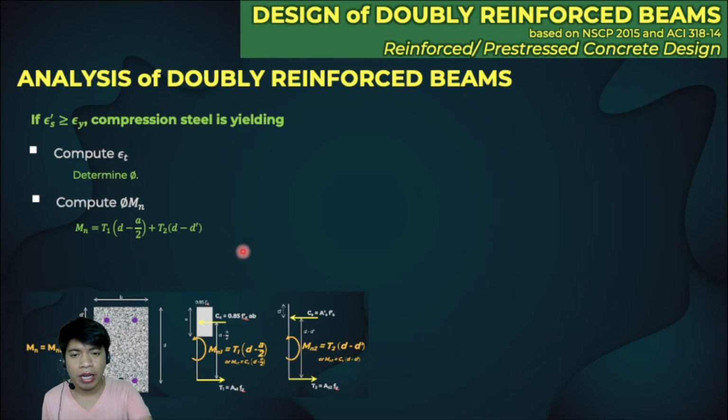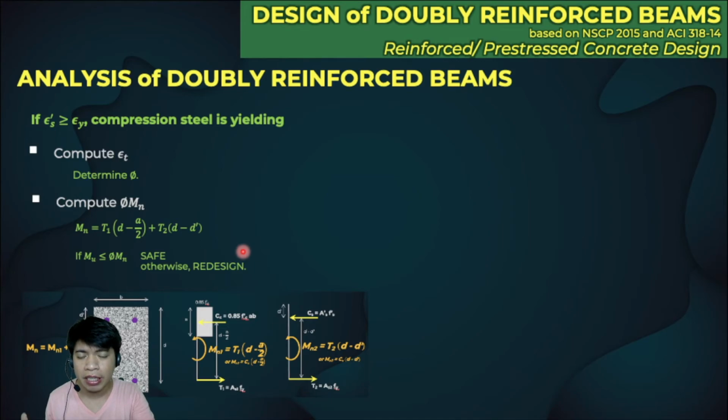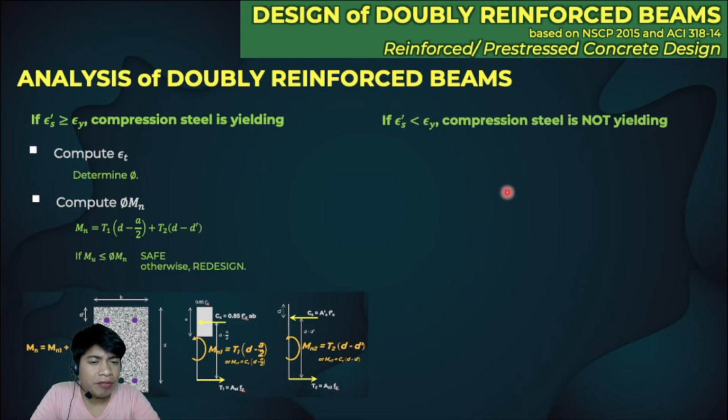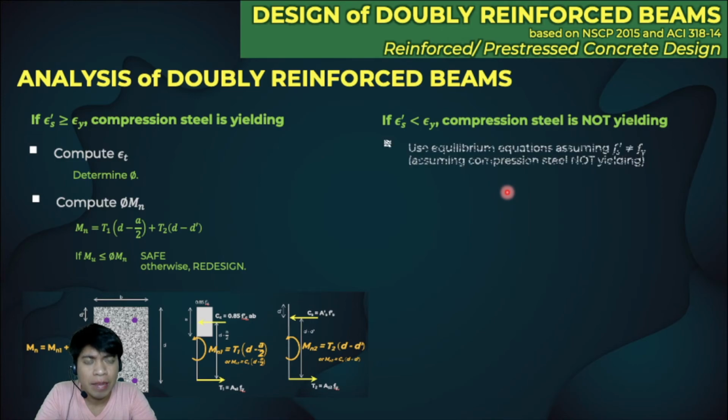Okay, ngayon guys, after natin ma-compute yung phi Mn, pwede na natin siya ma-compare sa ating na-compute na M sub u kanina. Again guys, kapag na-satisfy yung ating equation na to, kapag yung Mu natin is less than or equal sa phi Mn, then that means it is safe. Otherwise, kailangan nating ulitin yung design. Okay, so ngayon guys, what if hindi naman mag-yield yung ating compression steel? So actually, diniscuss na nga din ito guys sa ating analysis na video. Panoorin nyo na lang yun.